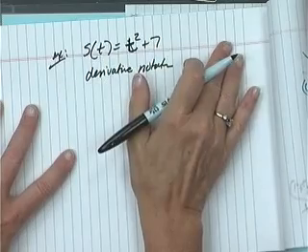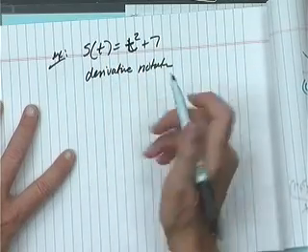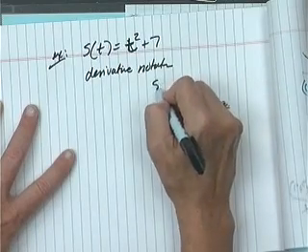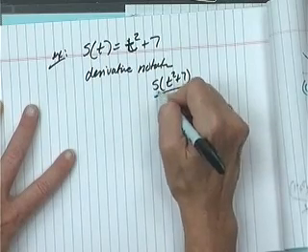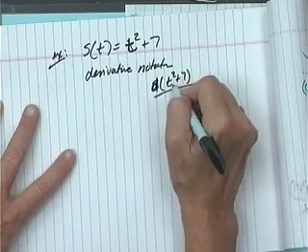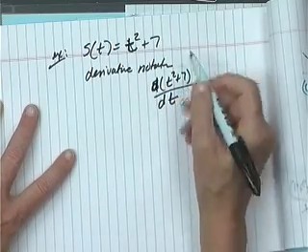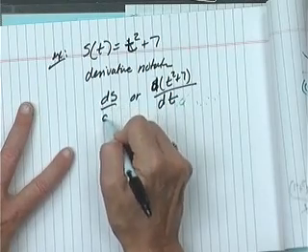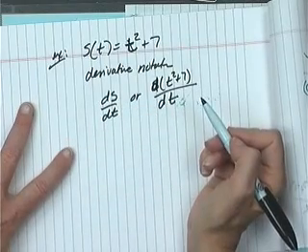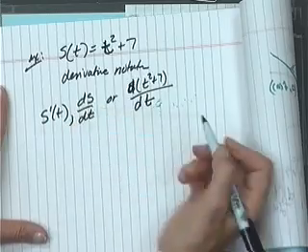S of t equals t squared plus 7. What notation would you use here for the derivative? Okay, you could do d of s over dt, or ds dt, or s prime of t. Very good.